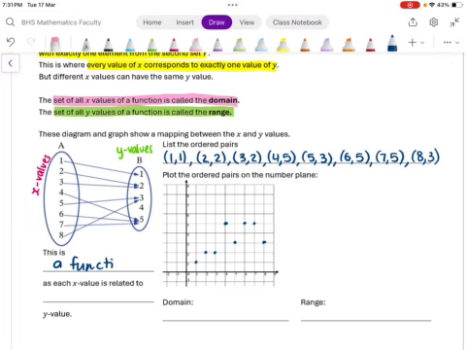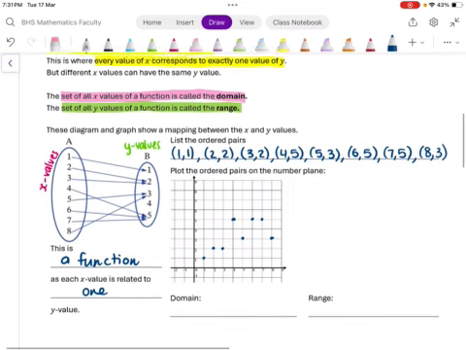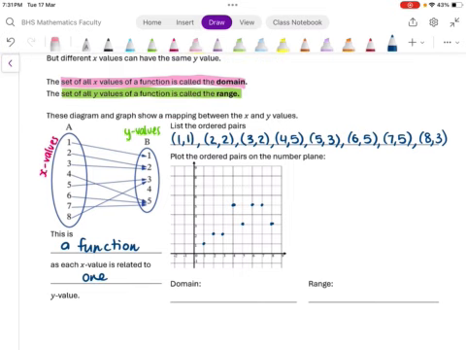Now, this is a function as each x value is related to one y value. So that means for each x value, there is only one y value. So there's only one dot above each x value.